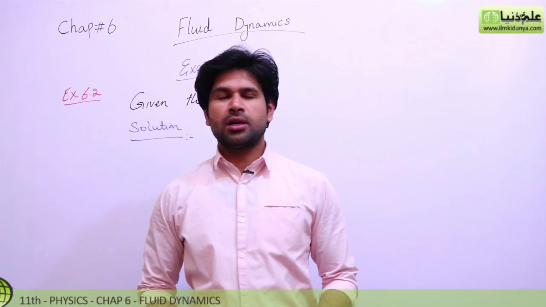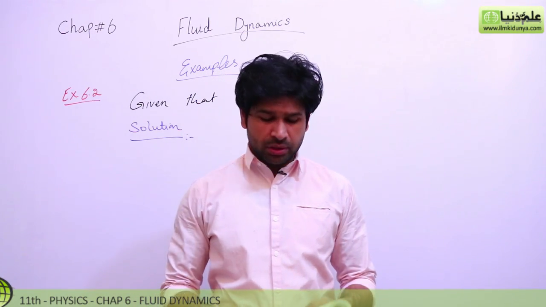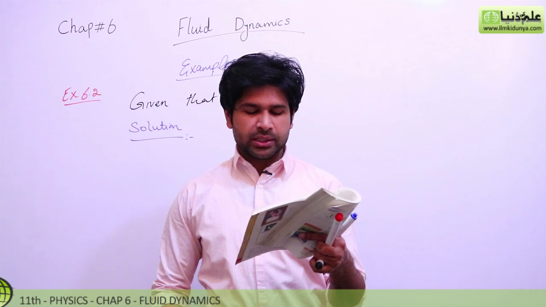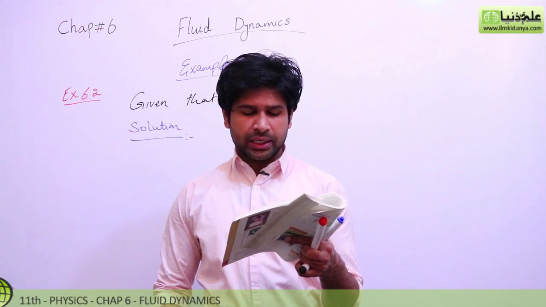Okay, dear students, we are going to solve our next numerical example of chapter 6, which is 6.2. The statement of the numerical example is: a water hose with an internal diameter of 20 millimeter at the outlet discharges 30 kg of water in 60 seconds. Calculate the water speed at the outlet. Assume the density of water is 1000 kg per meter cube and its flow is steady.